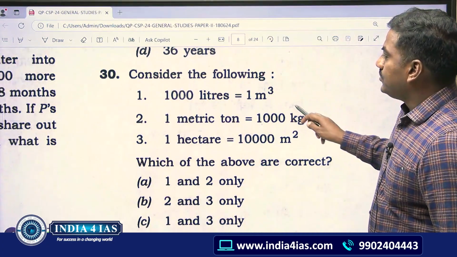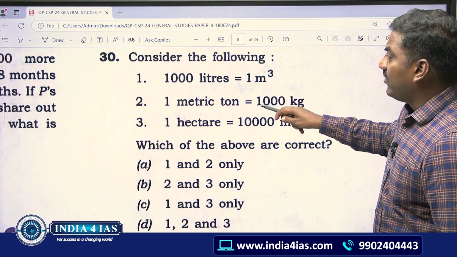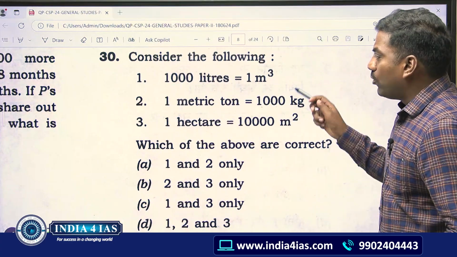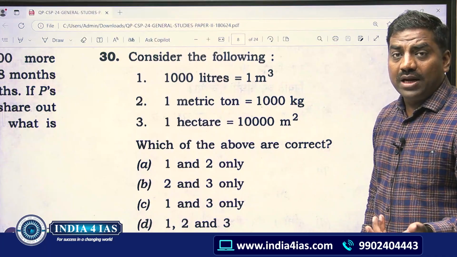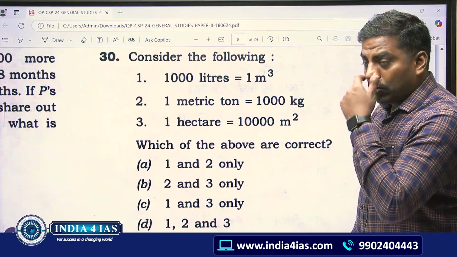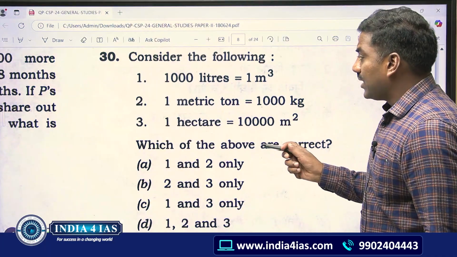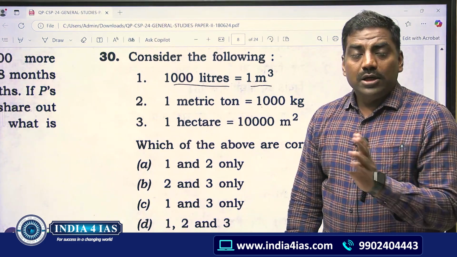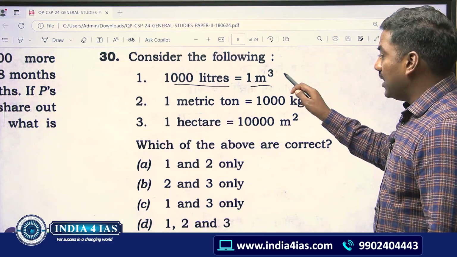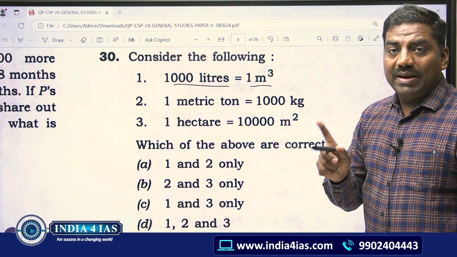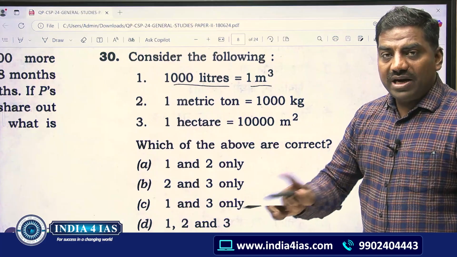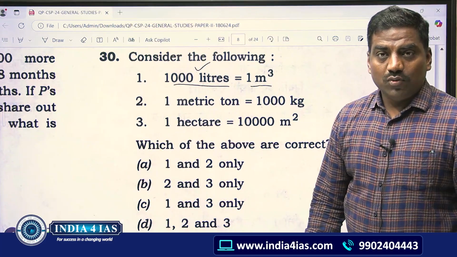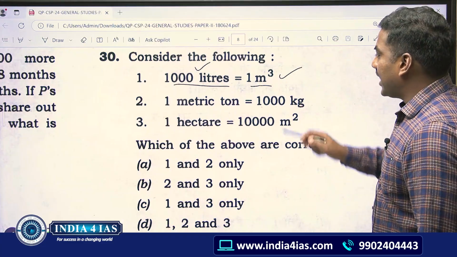30th question. This is straight away an SI units problem, but they wouldn't have asked this here, but they are checking your aptitude. So here they are asking, 1000 liters is equal to 1 meter cube. Unless you know practical, you cannot answer this one. If you have seen a tank of 1 meter dimension, like length 1 meter, breadth 1 meter and height 1 meter, there you will store 1000 liters. So this is correct.